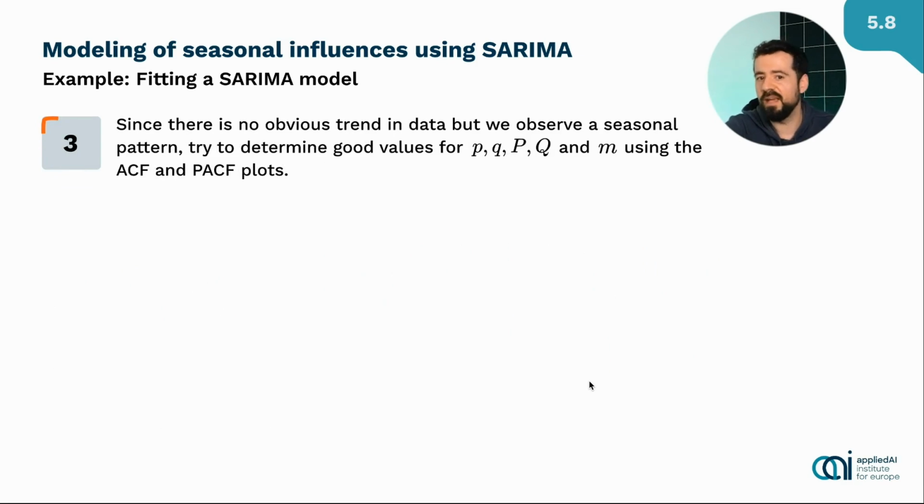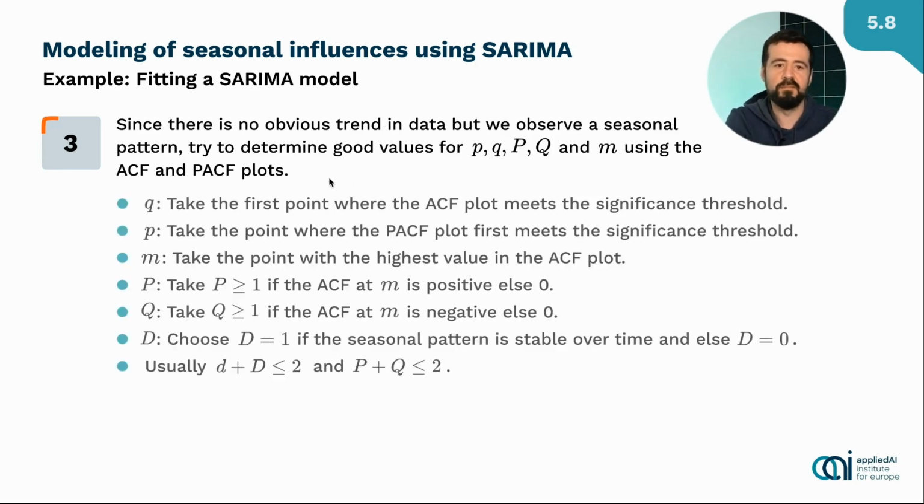First of all, we have seen no obvious trend in the data, meaning that we probably won't need to difference the time series. However, we've seen a seasonal pattern. So now let's try to determine good values for small p, small q, large P, large Q, and the period of the seasonality. Here are some rules of thumb for how you can go about this.